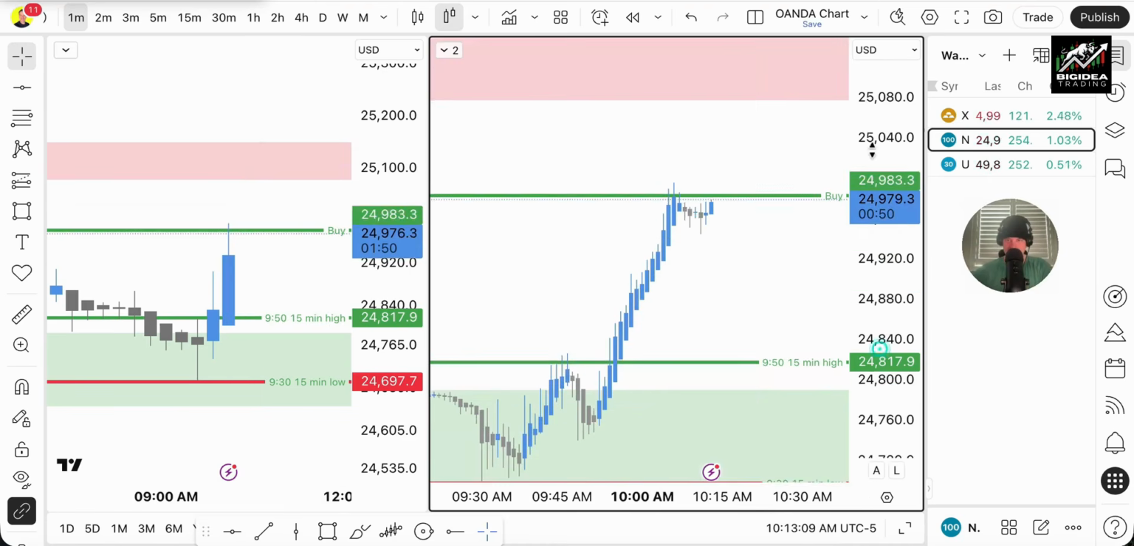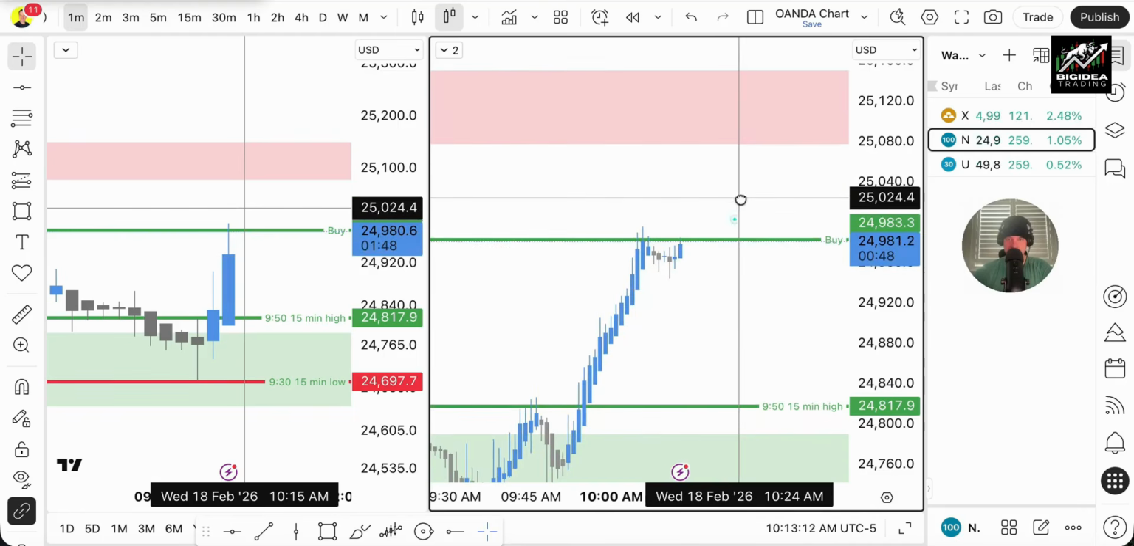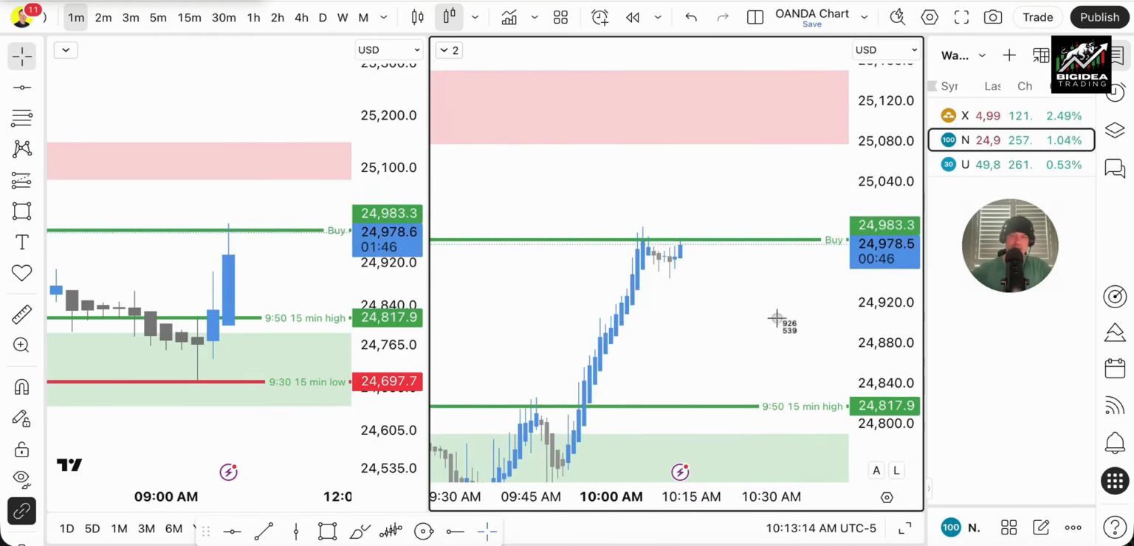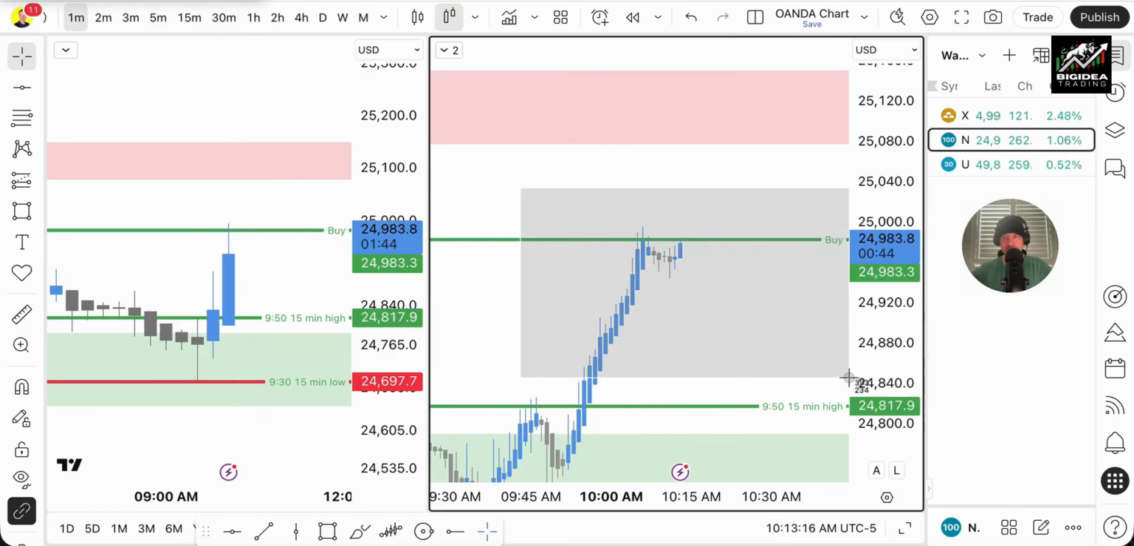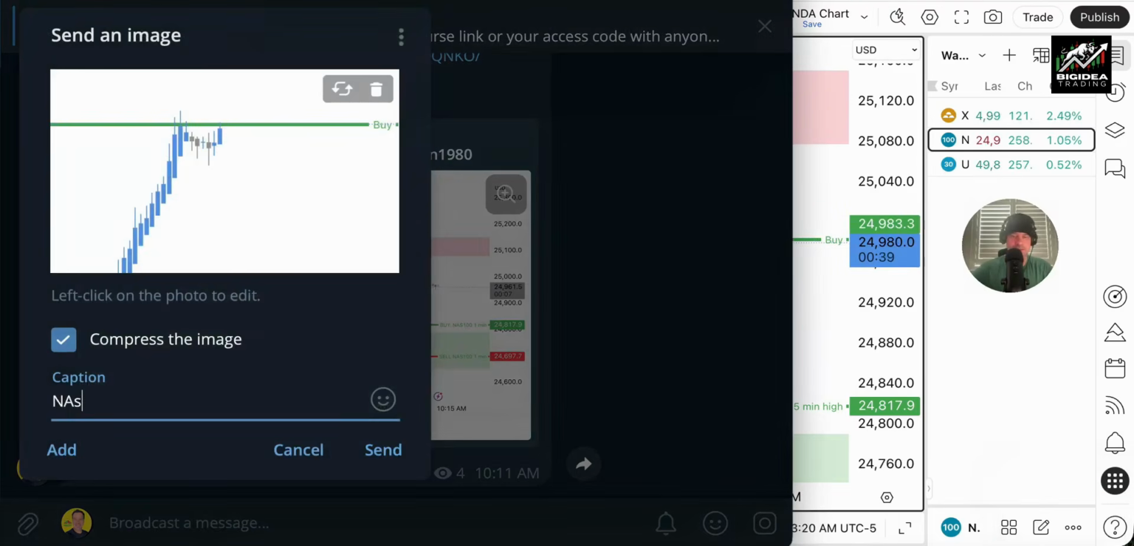Okay, so we're getting our next trade here, it looks like. Okay, so I'm just going to post that. Okay. NAS 100, 1 minute chart.